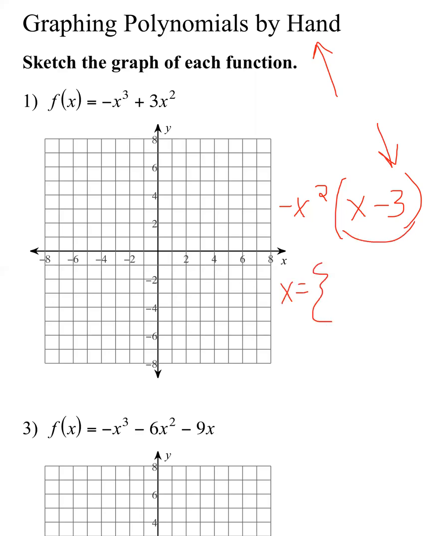I'm going to get a positive 3 from this, and then from this, I'm going to get 0 with a multiplicity of 2. And remember what that means. If I have an even multiplicity, that means my graph is just going to bounce at that point. It's not actually going to cross through the x-axis, it'll just touch it. Okay, so let's put some dots there, one of them at positive 3 and one of them at 0.